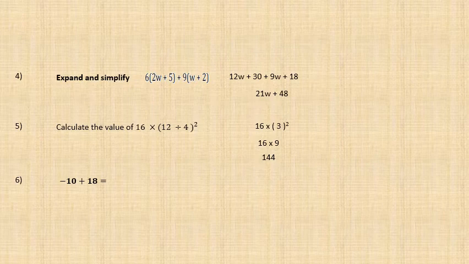For question 6, here it's negative 10 plus 18, so same signs add, different signs subtract. Same signs, keep the sign; different signs, keep the larger. So here they are different, so I will subtract, so 18 minus 10, which equals 8, and I will keep the larger sign, which is going to be positive, so the answer is positive 8. Okay, so let's go for the next slide.